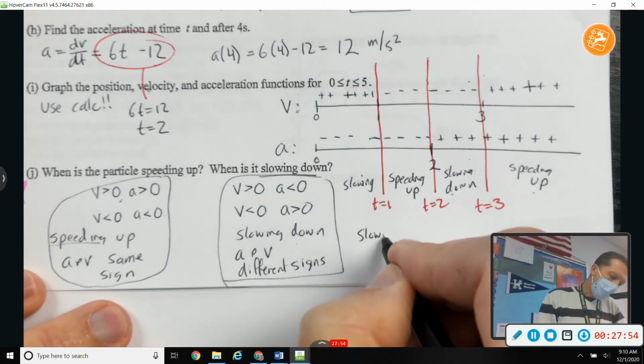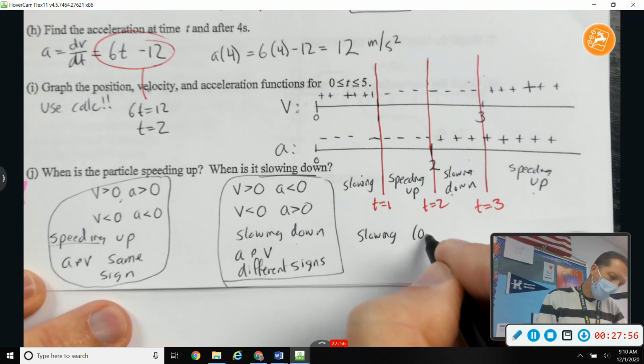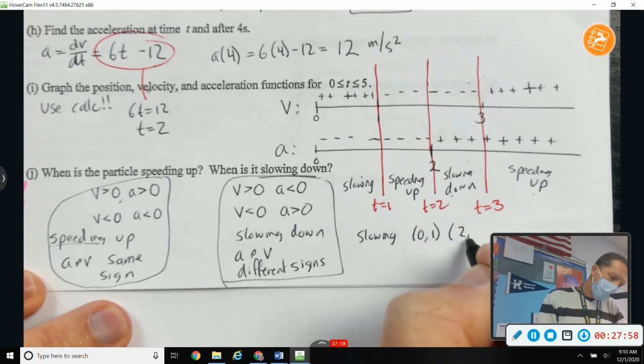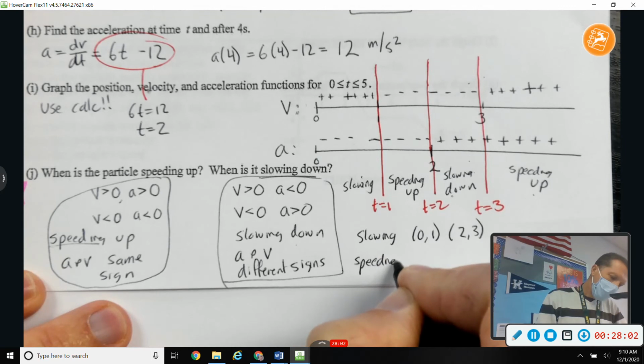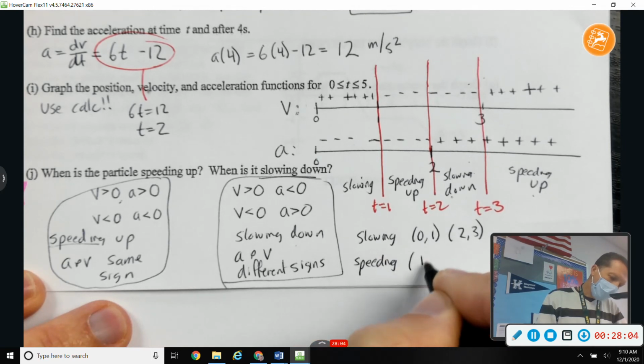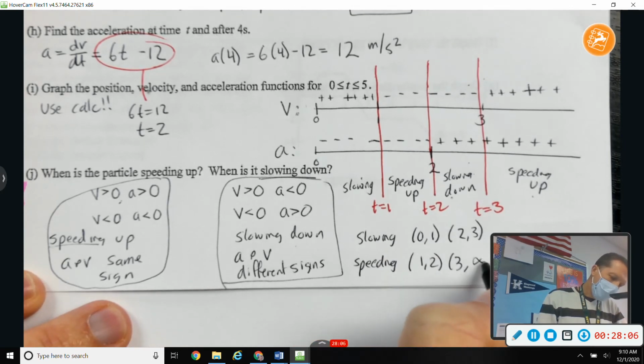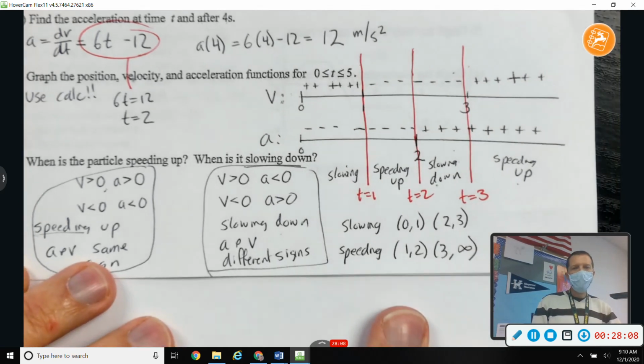So I guess if we want to consolidate all of that, we're slowing from 0 to 1 and 2 to 3. And we're speeding up from 1 to 2 and 3 to infinity.